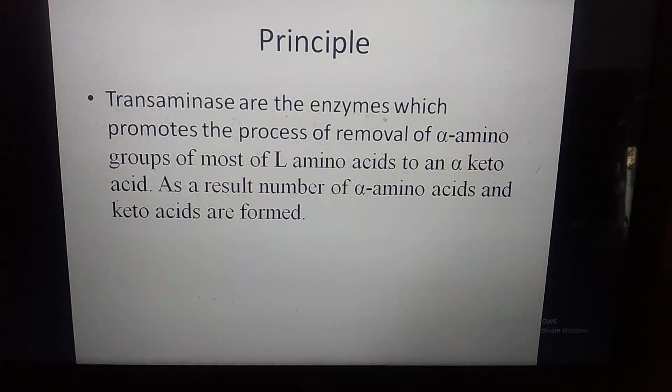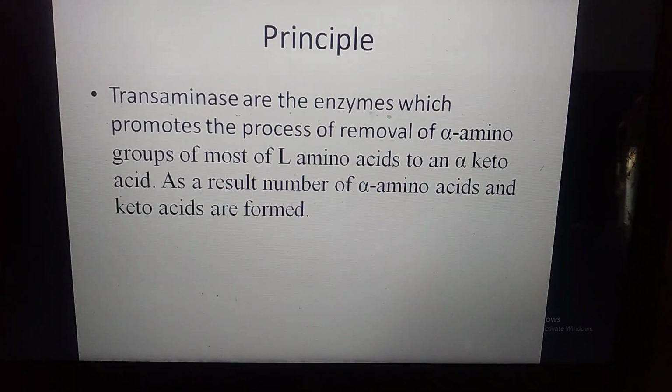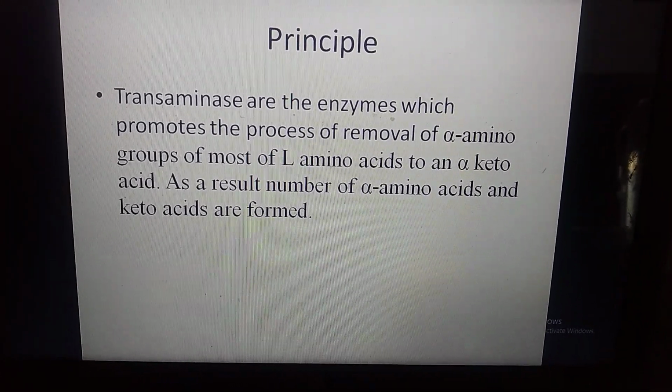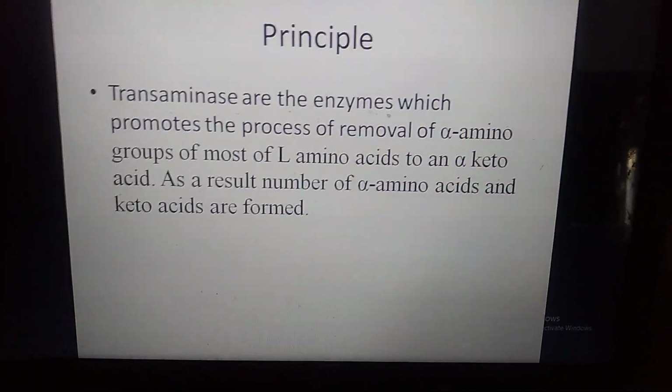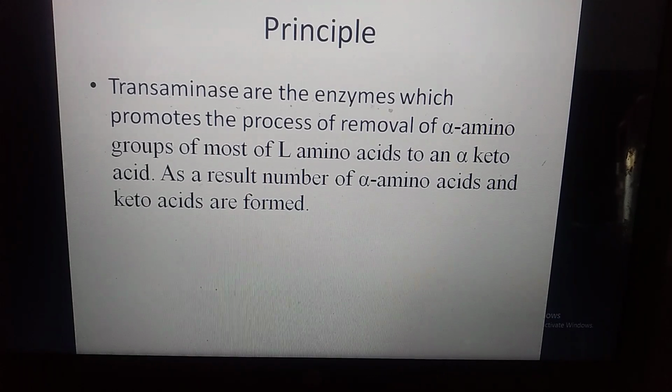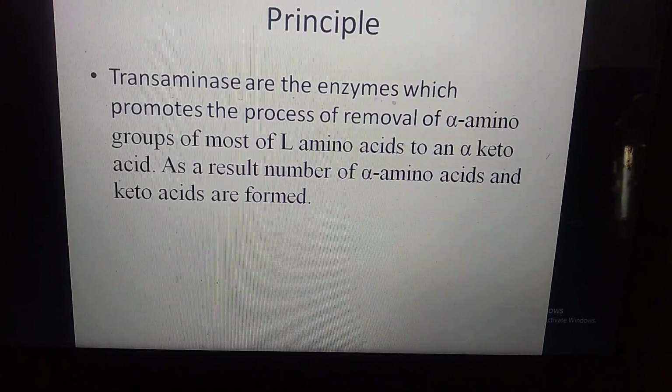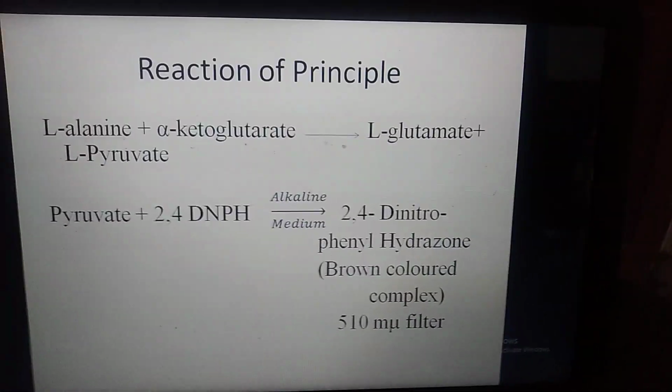Then, principal transaminases are the enzymes which promote the process of removal of alpha amino groups from most L-amino acids to an alpha keto acid. As a result, a number of amino acids and keto acids are formed. Then the reaction.